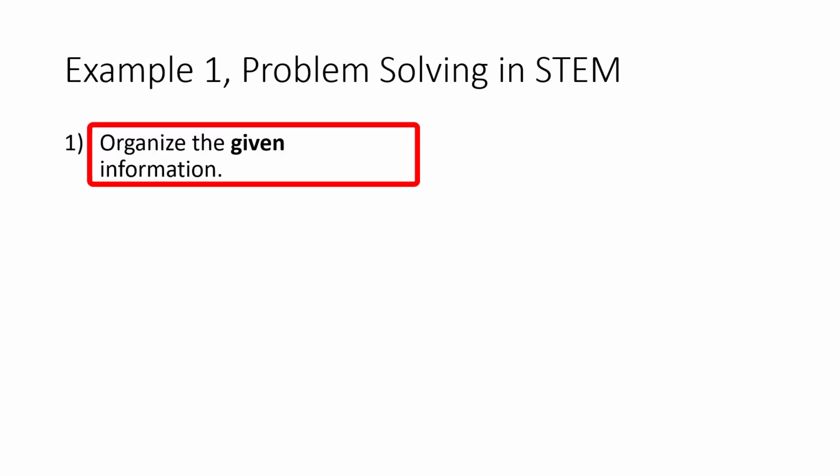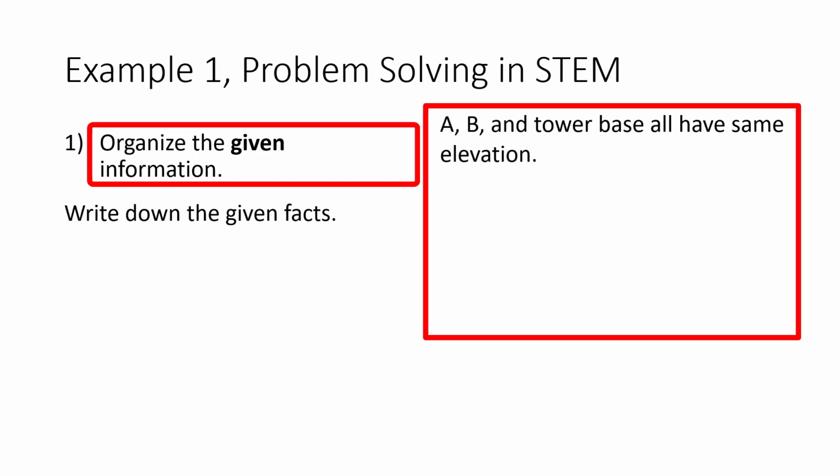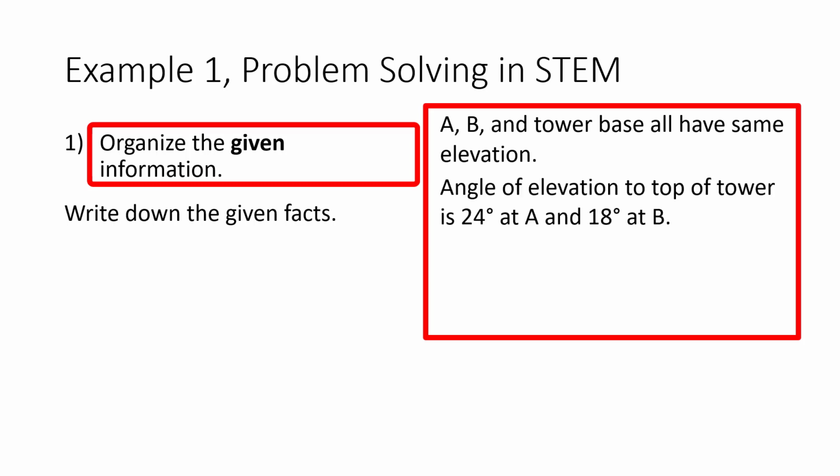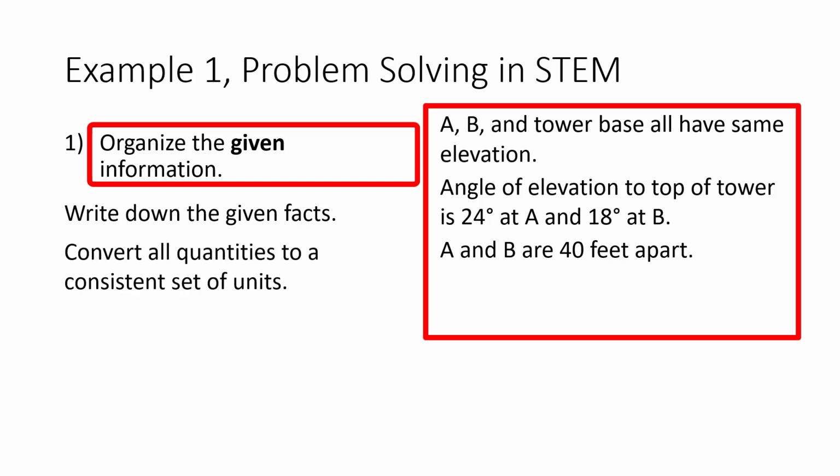First, we organize the given information, starting by writing down the facts. Points A and B and the tower base all have the same altitude, which means the line through those 3 points is horizontal. The angle of elevation to the top of the tower is 24 degrees at point A and 18 degrees at point B. Points A and B are 40 feet apart. We want all information in the same system of units. We already have that. The only units in this problem are feet and degrees.